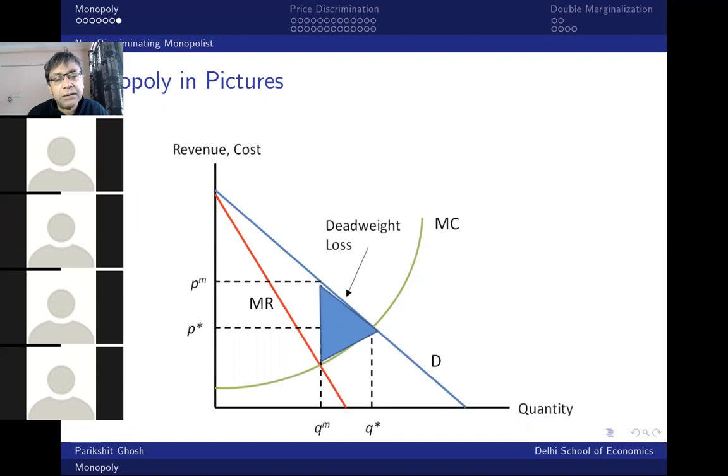The market segments might not be very strongly divided. We're not able to divide the two markets properly, so the segmentation is not perfect. In that situation, sometimes it might be difficult to decide which price should be charged where. It's more fluid. I mean, the market segments are not watertight.